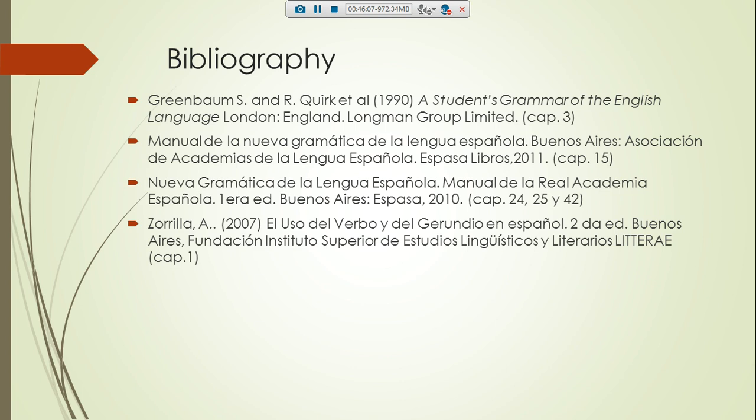This is the bibliography. Again, the topic is very complex and long, so I have just chosen the most important points that will help you for our subject, but you must read the chapters on your own.